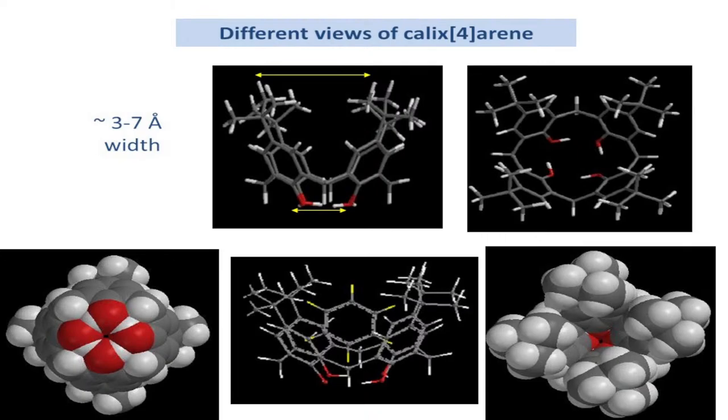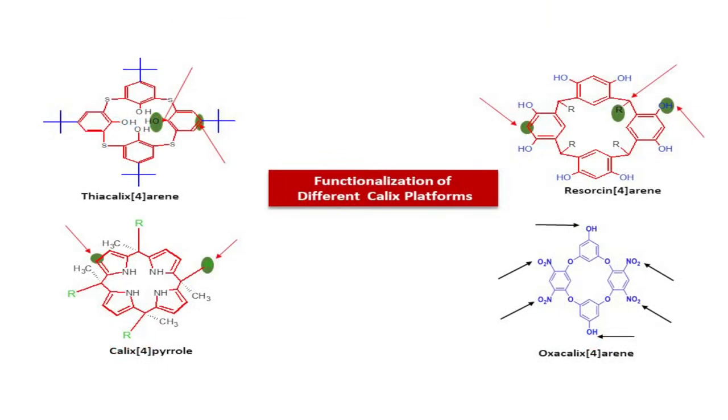Now, the wonderful part in this calix platform is that we can functionalize them. We have got a periphery here, like in oxacalixarene, where we can replace H by any functional group. Most of us are organic chemists here, so whatever organic group we want to introduce, we can introduce by certain chemical reactions. This is a very versatile platform, and a lot of work has been done on this.